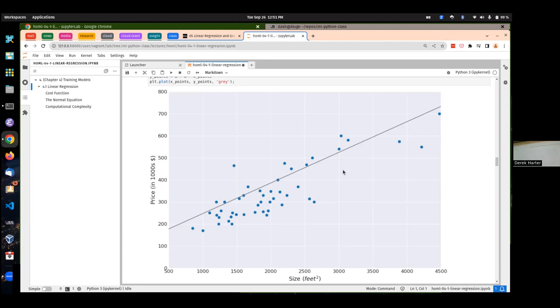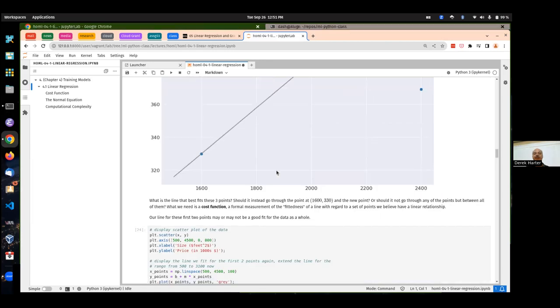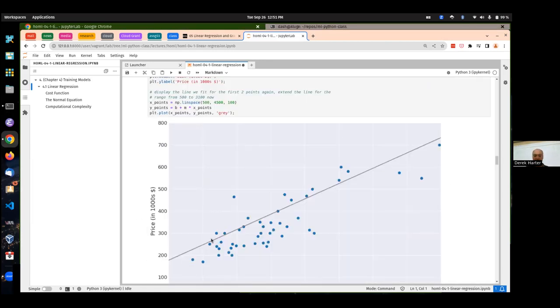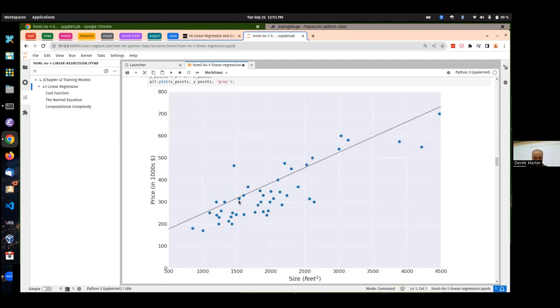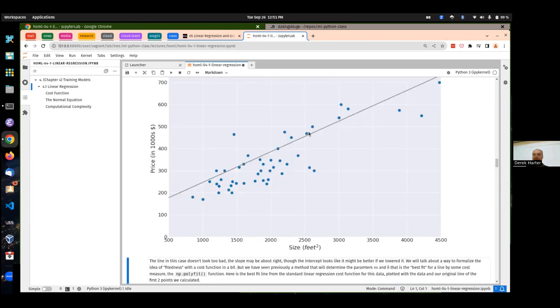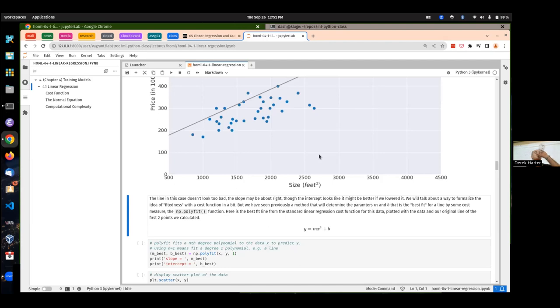Close to that slope there. But that was only, for one thing, coincidence. It just happened that the 2 points that we picked before, we're plotting that same line. It's going through that point and that point there, at like 1600 and 2200, right? But if I'd picked two other points, I'd get a very different line, right?